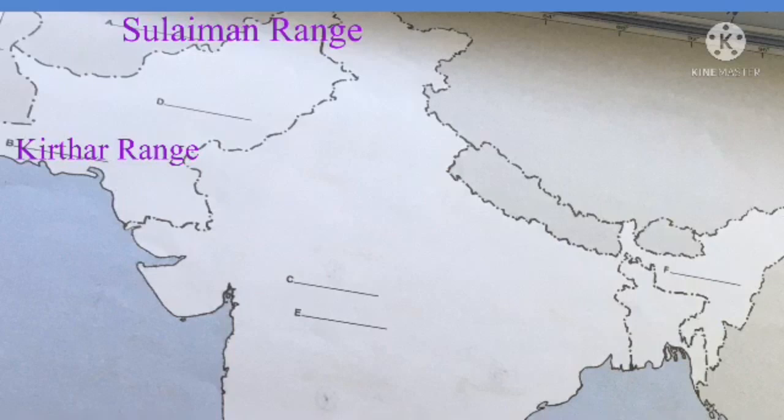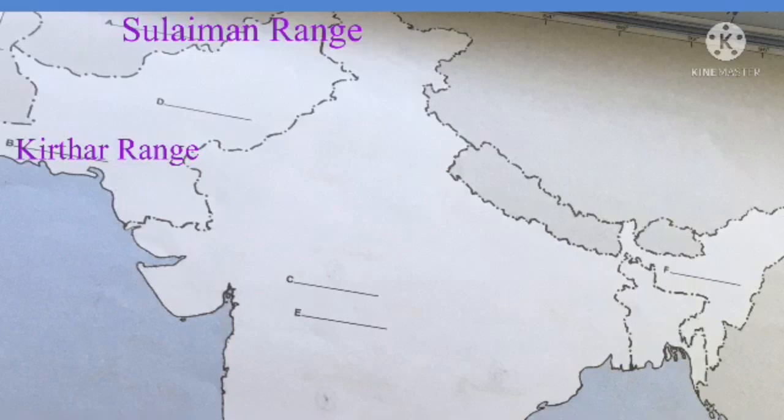Where is A and B? In direction, it is in which side? Yes, northwest. A represents what range? What hills? Yes, Suleiman range. And B represents what? Kridar hills. Okay, can you identify these two hills? A and B are the hills where people began to grow crops about 8,000 years ago. A represents what range? Yes, Suleiman range. And B represents Kridar hills or Kridar range.